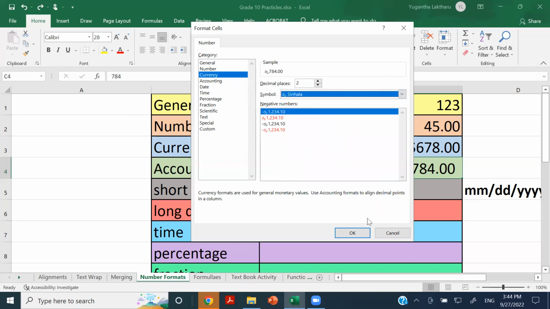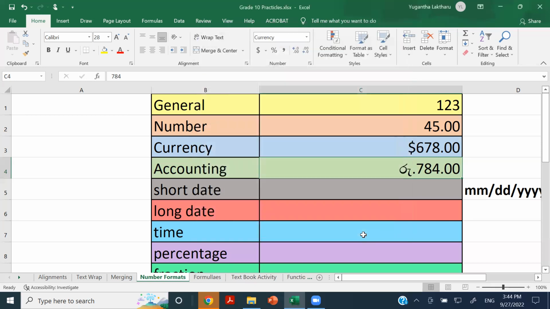So if I choose that and press OK, now you can see here on the green bar a symbol is there. The same can be done to the currency number format as well.